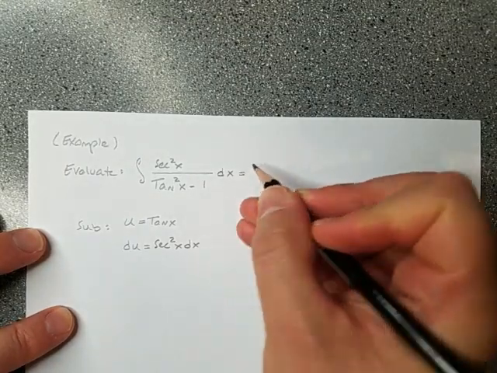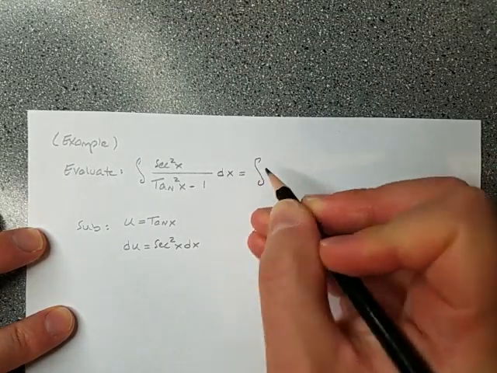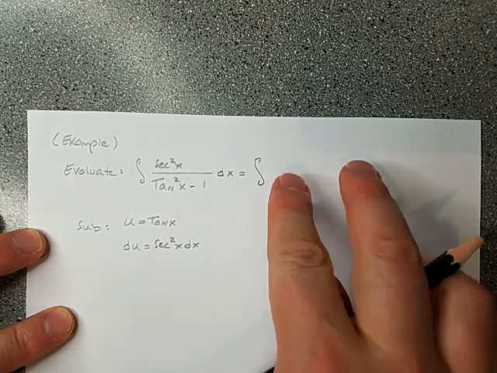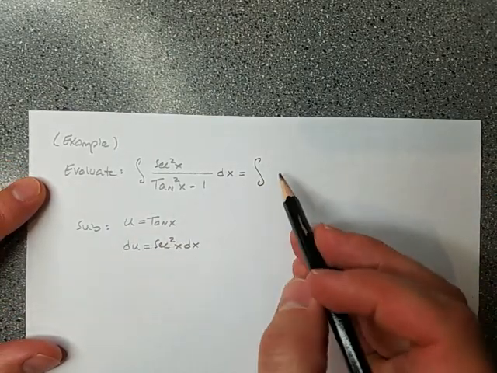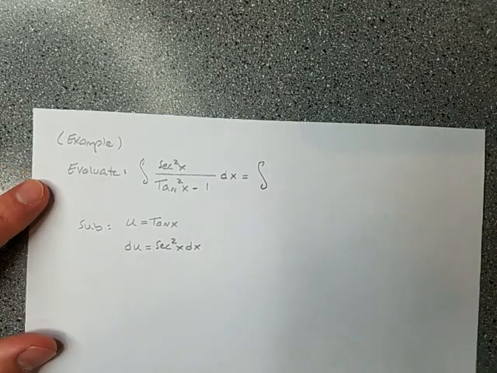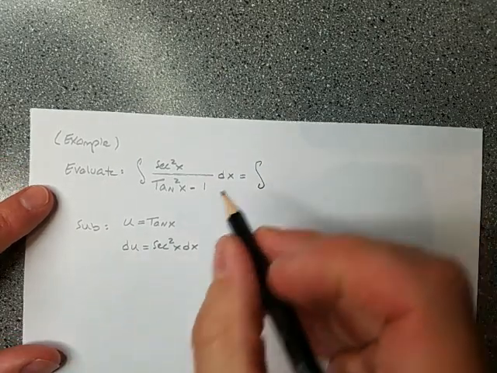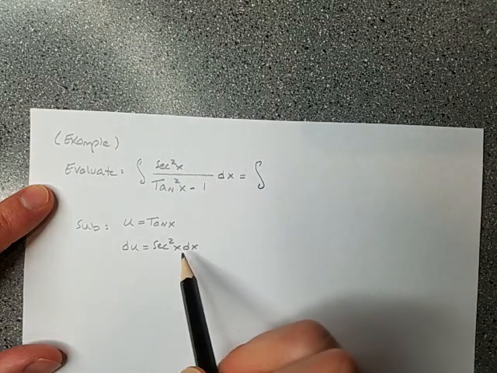I guess the bigger question is, sure, you can make this substitution, but do you end up with something that you know how to work? What good is a substitution if you get something that you can't figure out as well, right? So let's see. Between secant squared x dx, that's going to be du.